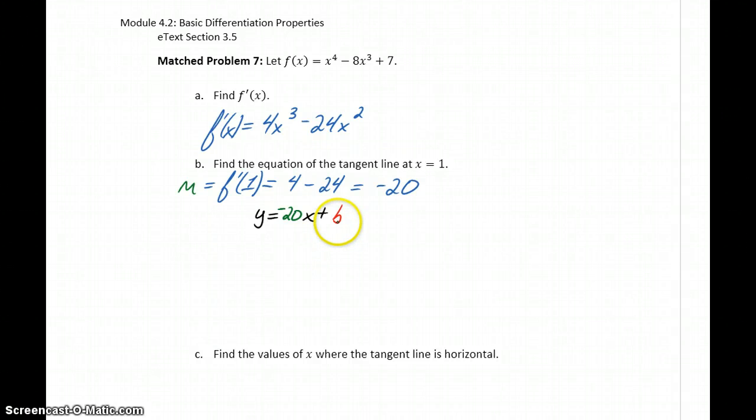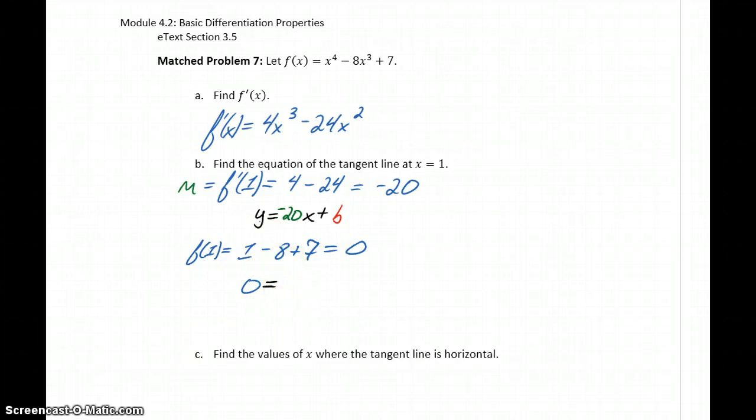So the last thing we need to solve for to have the complete equation for this line is our y-intercept. So what we need to do is plug in a value for x and y that solves this equation. Since we're considering this line at the point x equals 1, we want to go back to the original function and plug in x equals 1. In this case, that's going to give us 1 minus 8 plus 7, or 0. So when our value of x is 1, our value for y is 0.